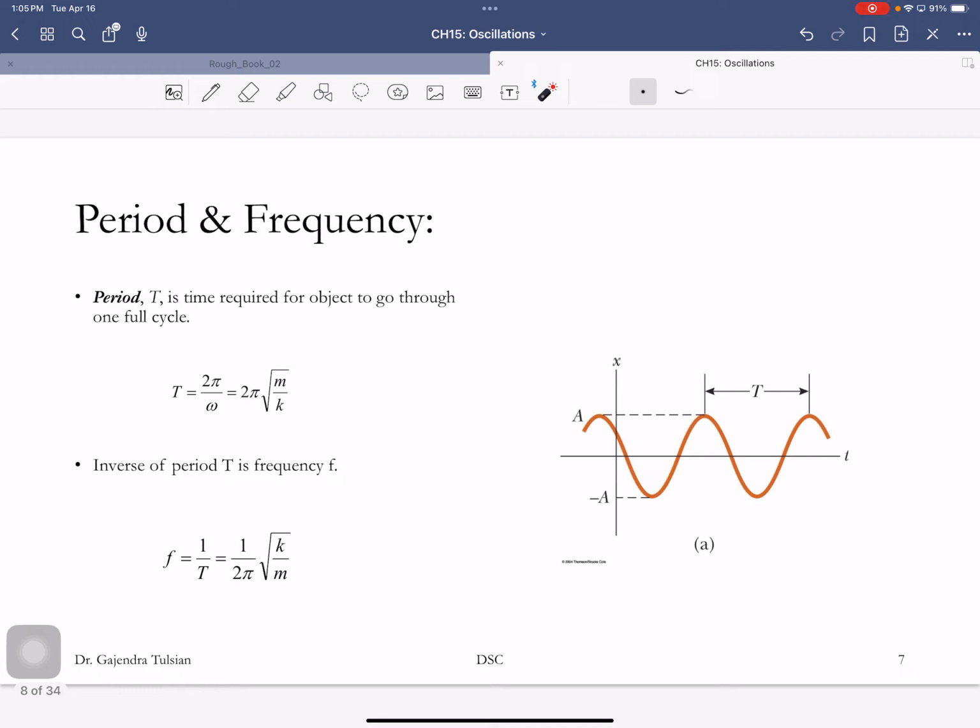All right, so next we want to become familiar with these two terms. Period is the time for one oscillation. And frequency is how many oscillations you do per second. And the period is given by 2 pi square root of m divided by the spring constant. And let's make sure this makes sense.